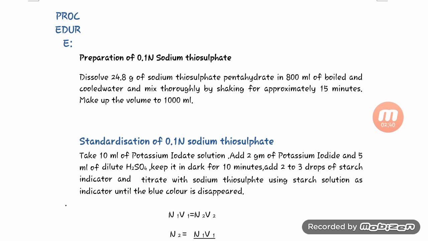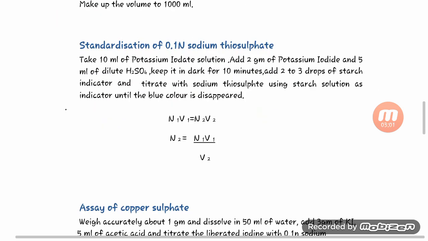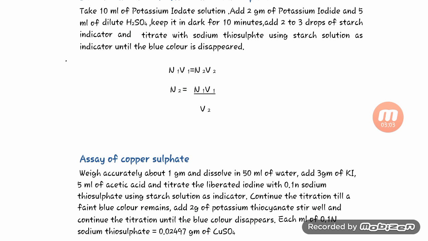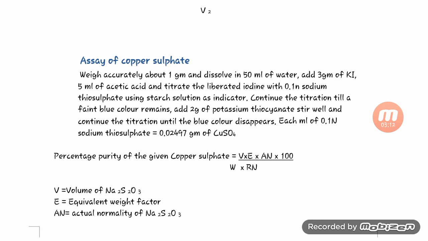Standardization of 0.1 N sodium thiosulfate. Take 100 ml of potassium iodate solution. Add 2 grams of potassium iodide and 5 ml of diluted H2SO4. Keep it in the dark for 10 minutes. Add 2 to 3 drops of starch indicator and titrate with sodium thiosulfate until the blue color disappears. We can calculate this by the formula N1V1 equals N2V2, so N2 equals N1V1 upon V2.